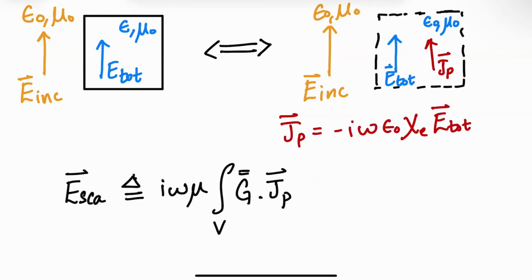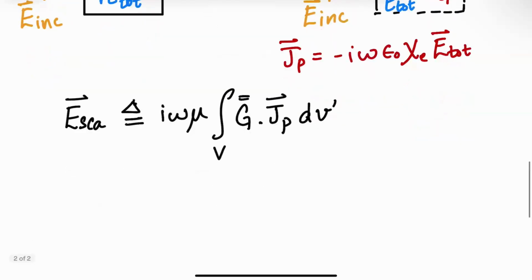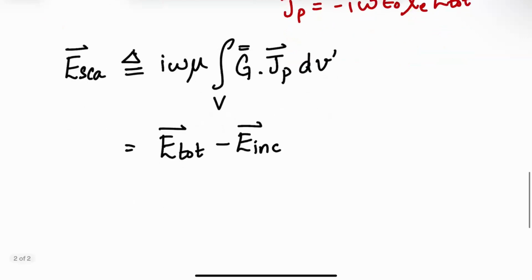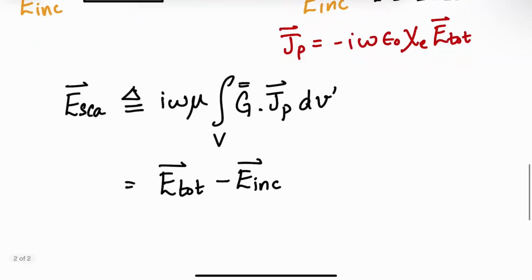And in terms of the dyadic Green's function, dV prime. The extinction theorem basically says that this scattered field has two components, E total and E incident, so that when you add the scattered field, which is produced by JP, to the incident field, it exactly cancels everywhere. Because this is a point form, it's a function of space, so it cancels everywhere, and you're only left with E total.